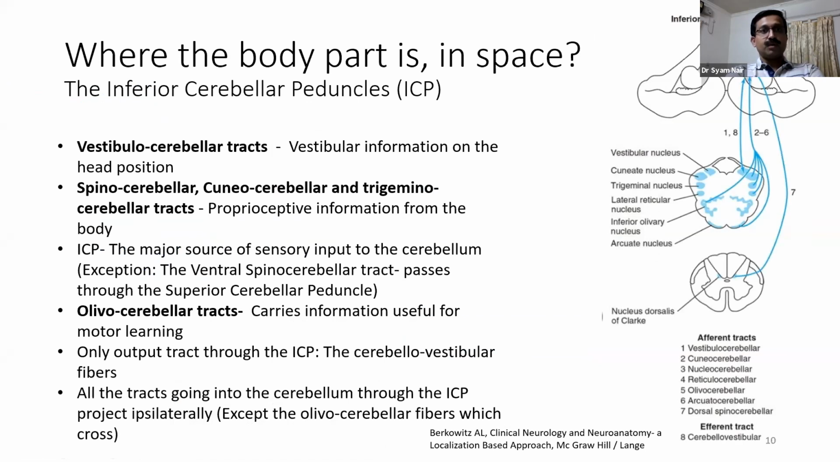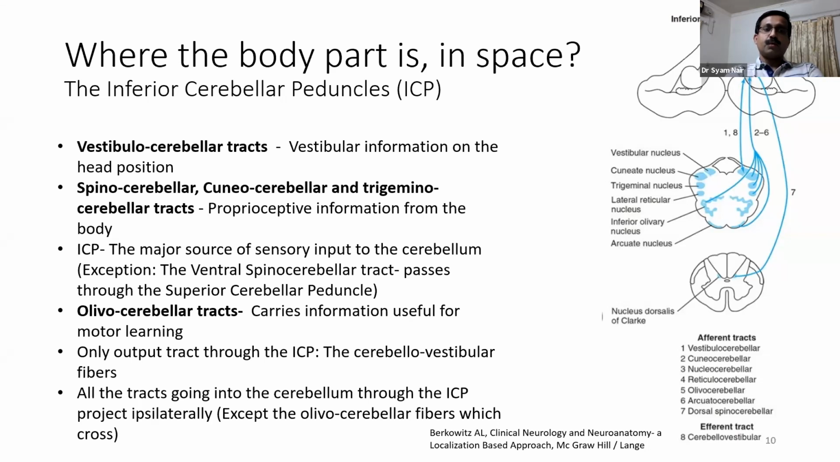It contains the vestibulocerebellar tracts, which channel vestibular information regarding head position to the cerebellum. Then the spinocerebellar, cuneocerebellar, and trigeminocerebellar tracts carry proprioceptive information from the various parts of the body. The inferior cerebellar peduncle is thus the major source of sensory input to the cerebellum. There is one exception. Most of the input tracts go through the inferior cerebellar peduncle. One exception is the ventral spinocerebellar tract, which passes through the superior cerebellar peduncle.